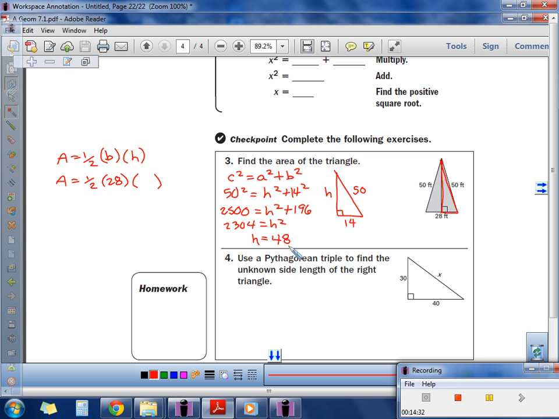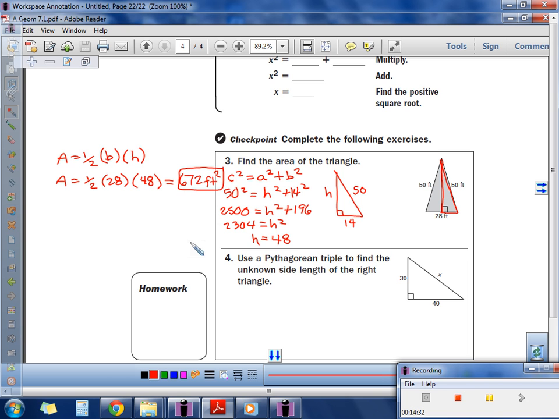Now I can use that in my formula. 1/2 times the original base, which is 28, times 48 will give me a total of 672. And don't forget your units. Your units can be found over here. They are feet. But remember, whenever you're dealing with area, it's always feet squared.